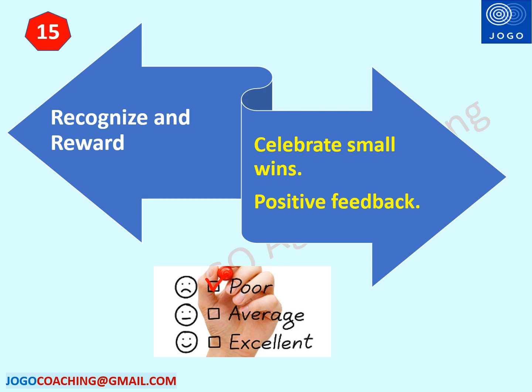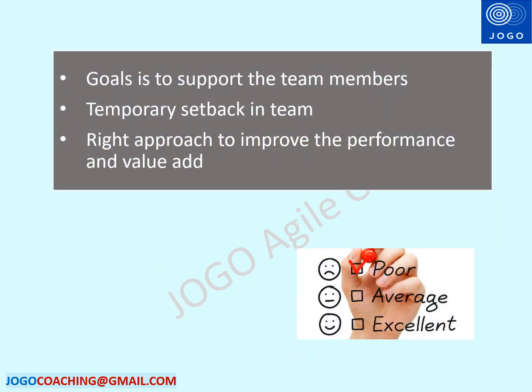The 15th tip is recognize and reward the improvements. The Scrum Master should celebrate small victories and improvements in the team member's performance. Positive feedback and encouragement will boost the motivation of the team member. The Scrum Master should remember that the goal is to support the team member in their growth and development. Poor performance can often be a temporary setback. With the right approach, we can bring the improvement and increase the value of the team members.